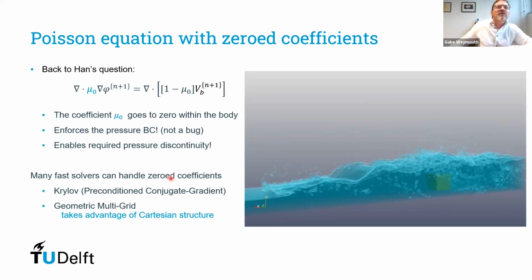So there's a lot of solvers that can handle these zeroed coefficients. Two that we've used are a Krylov solver. Specifically, this is going to give us a symmetric matrix, so we can use a preconditioned conjugate gradient solver. But it's even better to use geometric multigrid. And the reason why is because it takes advantage of the Cartesian structure of the grid. So since we're being handed this nice structure, we should use it.